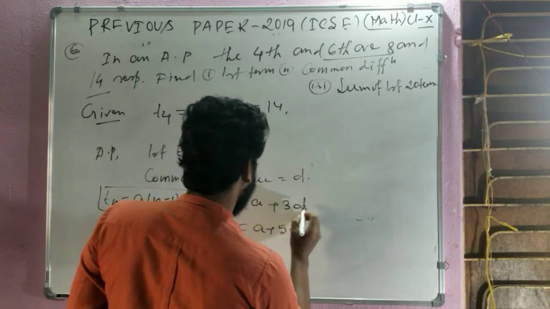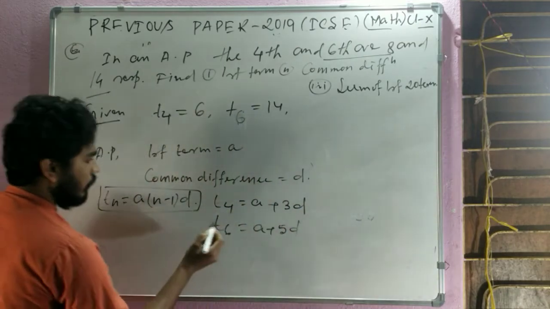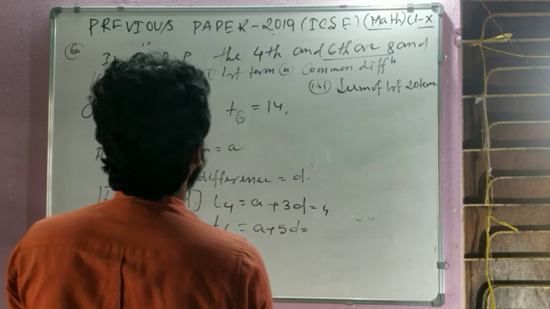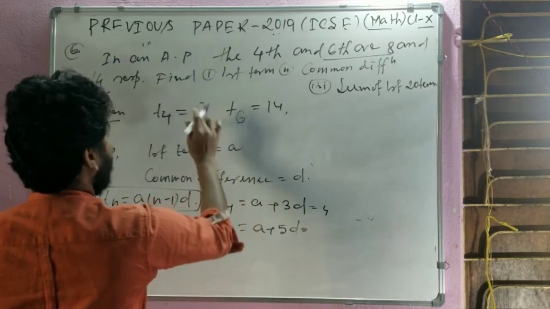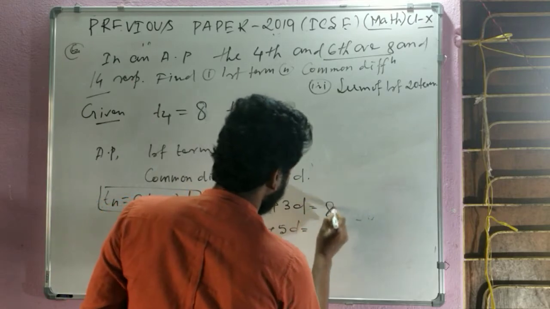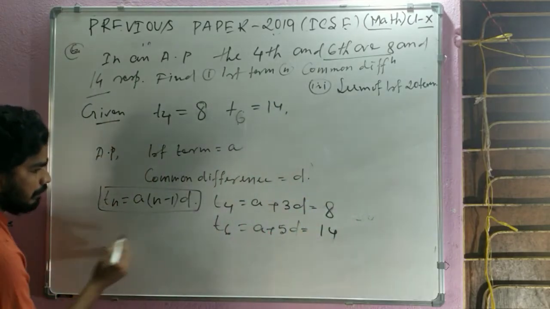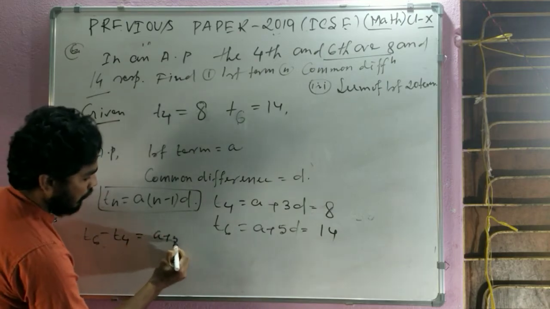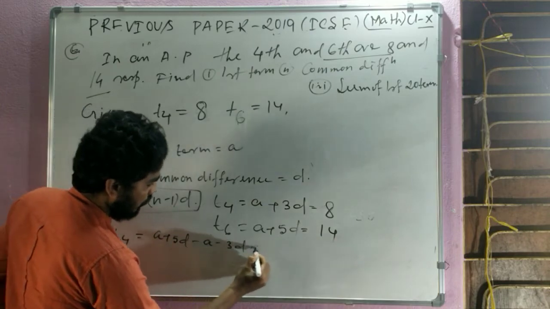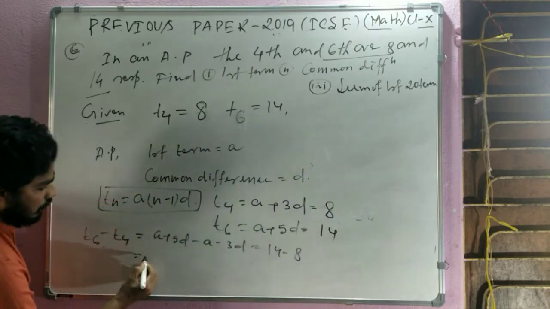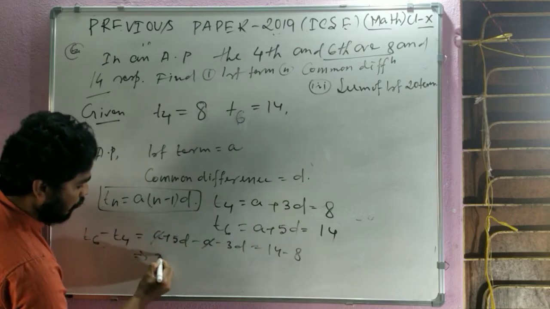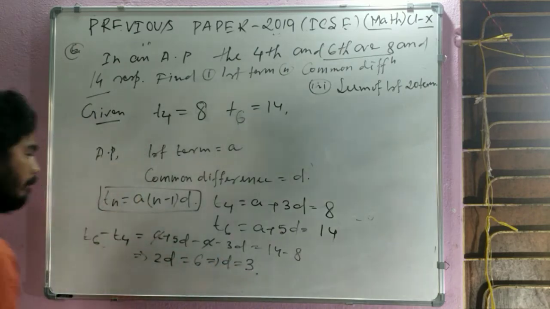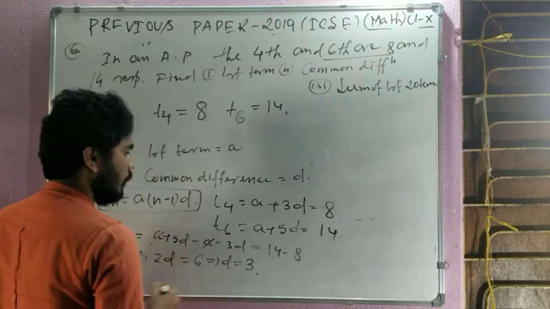Given A plus 3D equal to 8, the 4th term and 6th term are 8 and 14. So subtract T6 minus T4. T6 means A plus 5D minus A minus 3D equal to 14 minus 8. So A cancels, so 2D equal to 6, or D equal to 3. D equal to 3, put into T4.